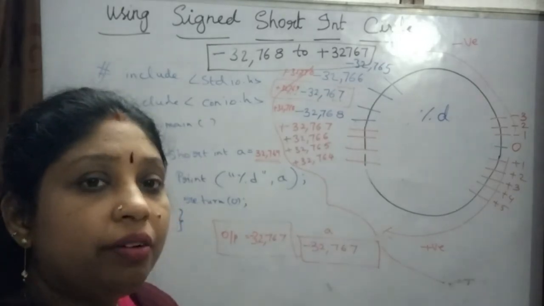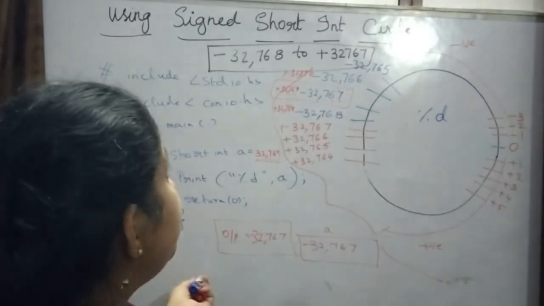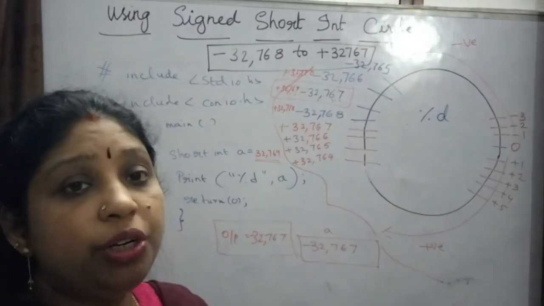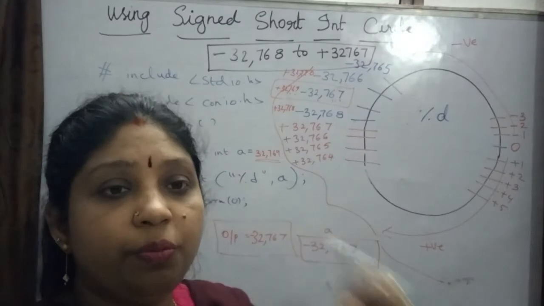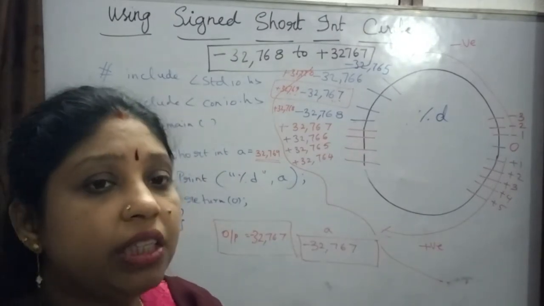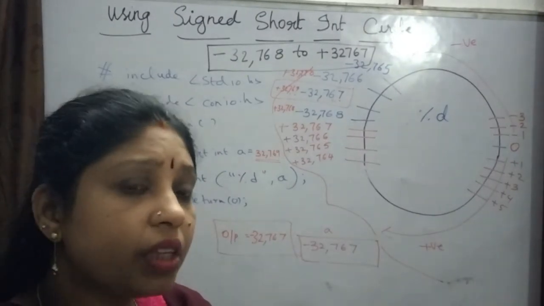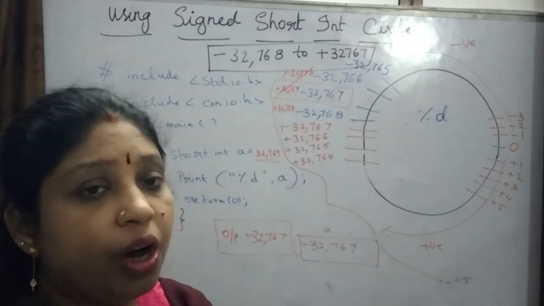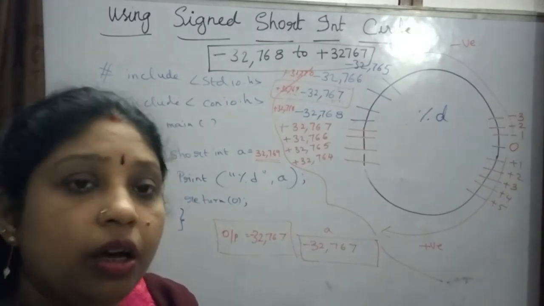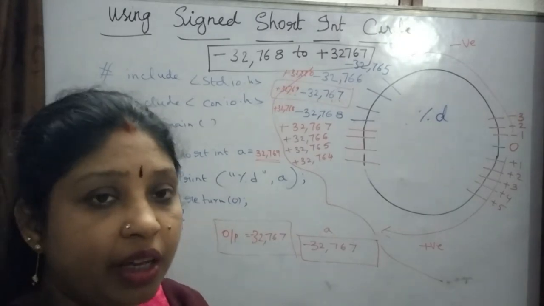I am going to end this video, and my next video will be on the unsigned short int circle. The class will be on the unsigned short int circle. We will discuss how the value is retrieved, how the value is assigned, all those things. We will discuss it with a small program in that video.